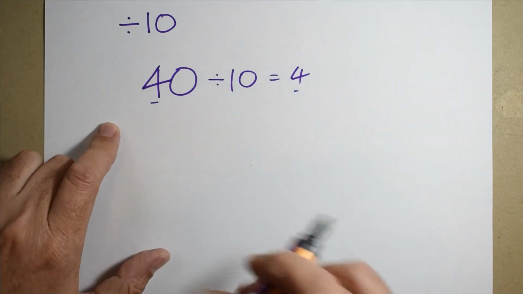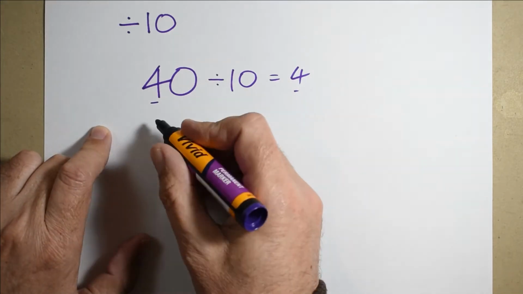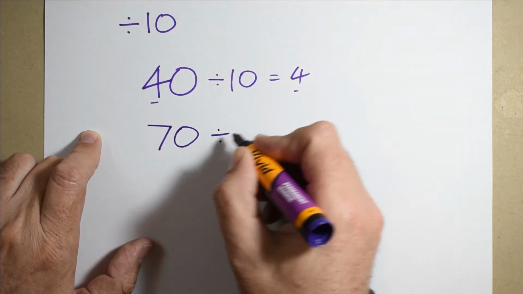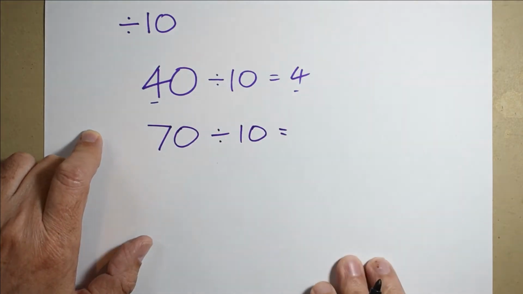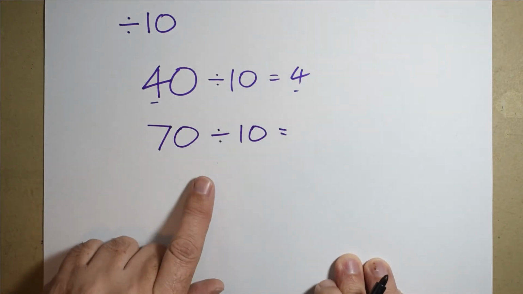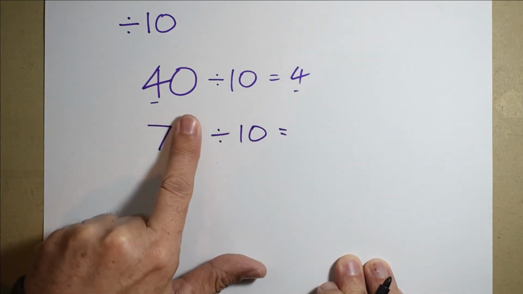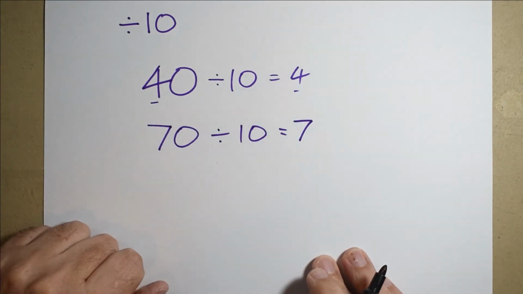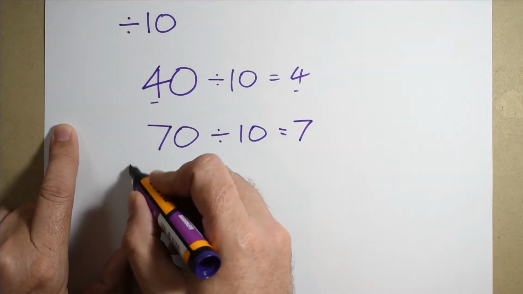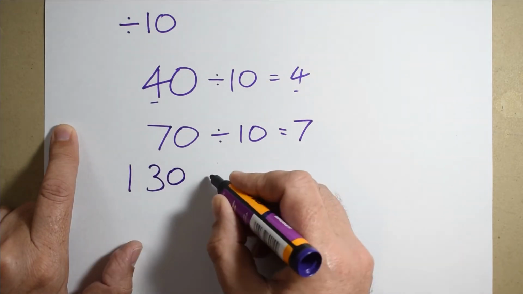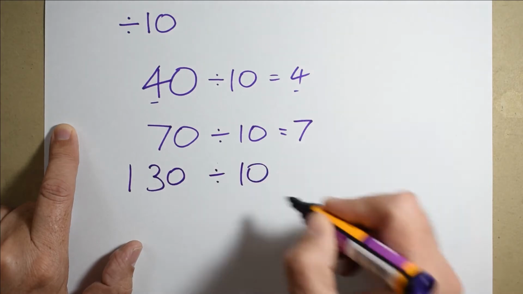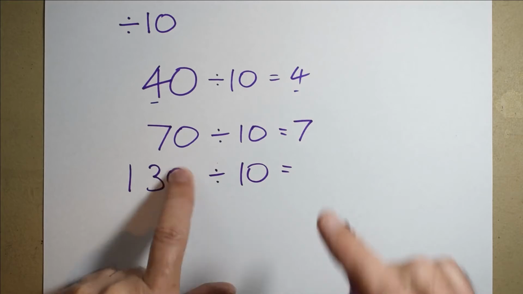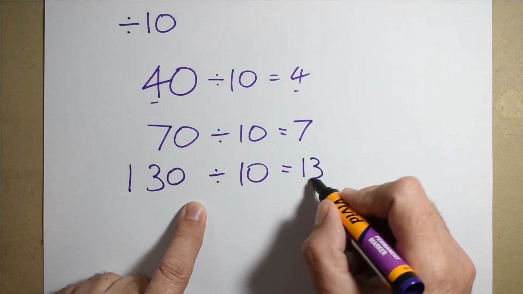And then it works for other numbers too. So we've got 70. We're going to divide that by 10. The nice thing is the answer is in the question. 70, cover the 0. Oh, there's our answer, 7. It works with bigger numbers too. Say it's 130. We're going to divide that by 10. The clue is there, isn't it? Cover the 0. Tells us it's 13.